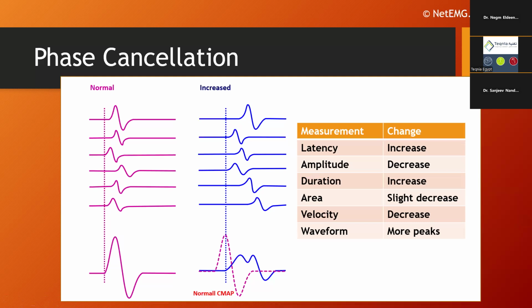The typical characteristics with increased temporal dispersion is amplitude decreases, duration increases, area decreases slightly, and this is often associated with increased latency and reduced velocity. Also, the waveform can have multiple peaks.